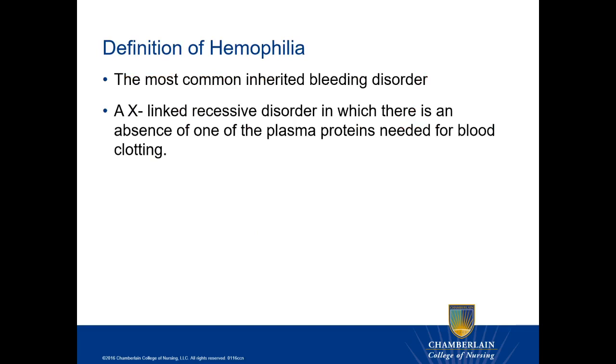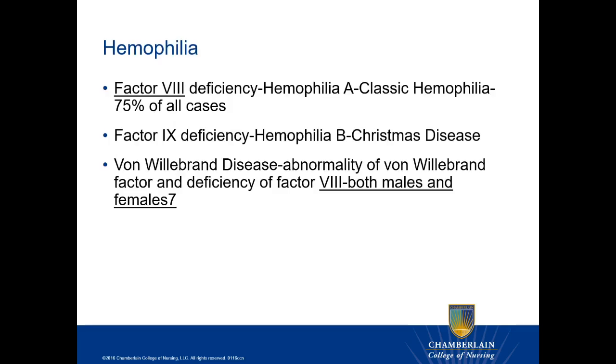Hemophilia is the most common inherited bleeding disorder. It is X-linked recessive, and there is an absence of one of those plasma proteins, the clotting factors in the clotting cascade. In hemophilia, factor 8, factor 9 primarily are missing. Factor 8 is the classic hemophilia and makes up about 75% of the cases. Factor 9 is called Christmas disease only because the guy who found it was named Christmas.